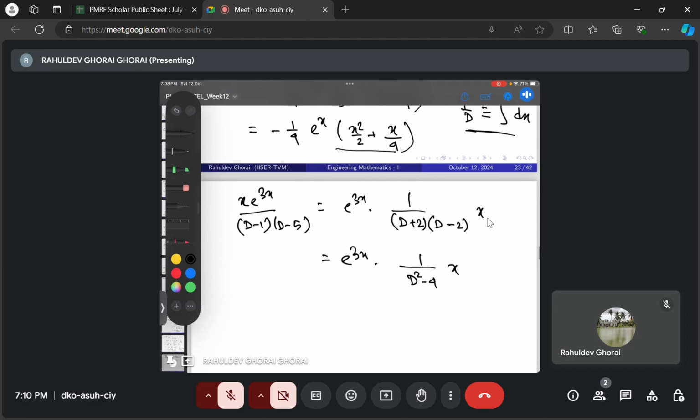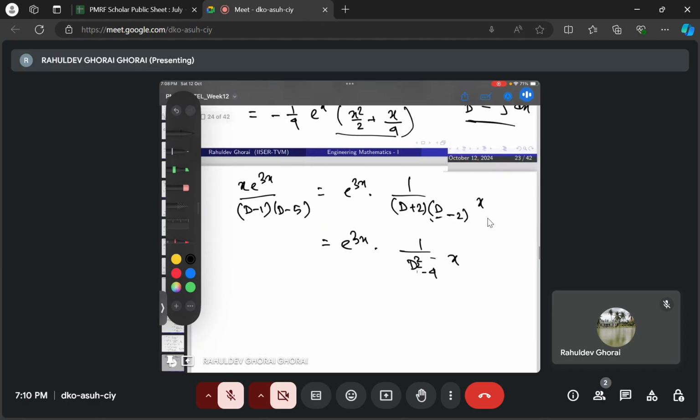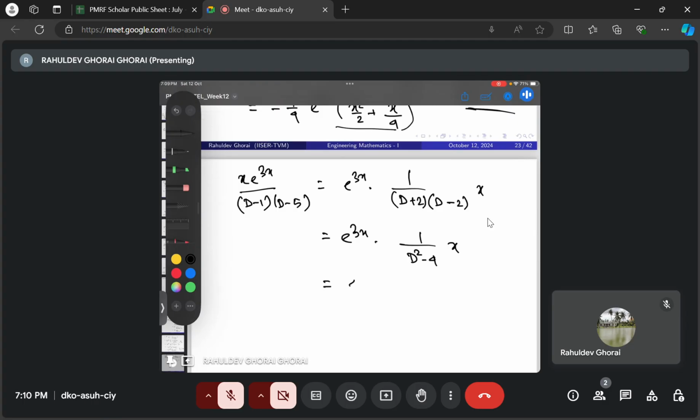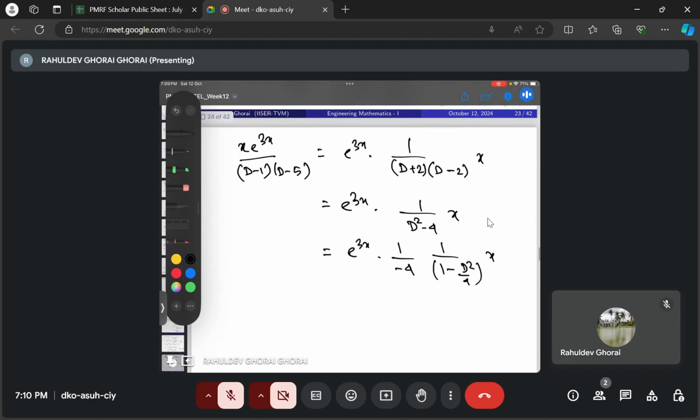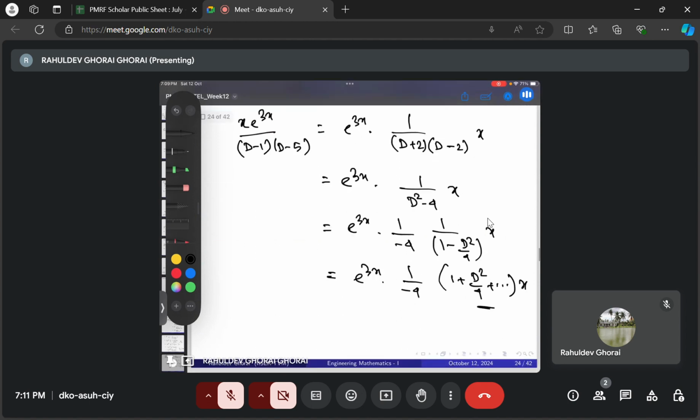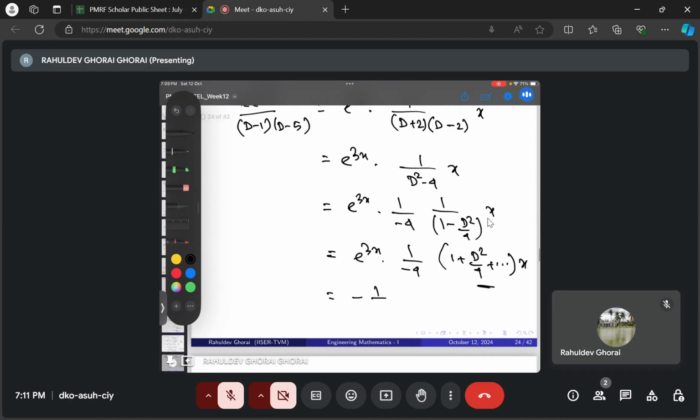But for x to the power m type of function, you do not have any particular rule. As you know, you have to do it like 1 over minus 4 times 1 minus D square over 4, acting only on x. And all of you know that while expanding, this will give you 1 plus D square over 4, and the other terms we don't care about because those will be 0, even D square over 4 is 0. So it is minus 1 over 4 times 3x, x times.